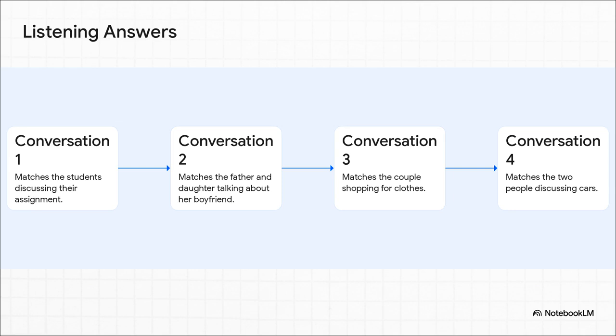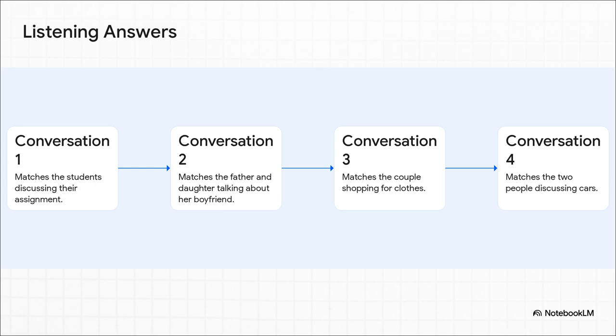All right, how did you do with the matching? Let's check the answers together. Conversation 1, where they talked about their assignment, matches the picture of the students. Conversation 2, all about the new boyfriend's job, clearly goes with the father and daughter. Conversation 3, with the sweater and credit card, has to be the couple who are out shopping. And of course, Conversation 4, with the minivan and all those Mercedes, matches the woman with her cars.